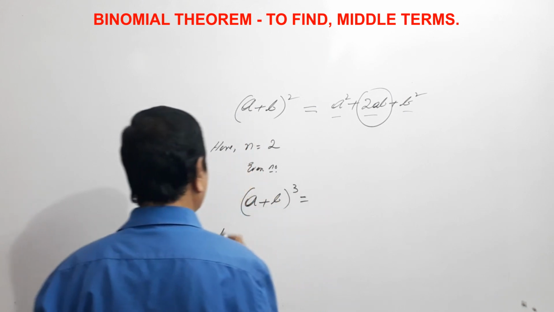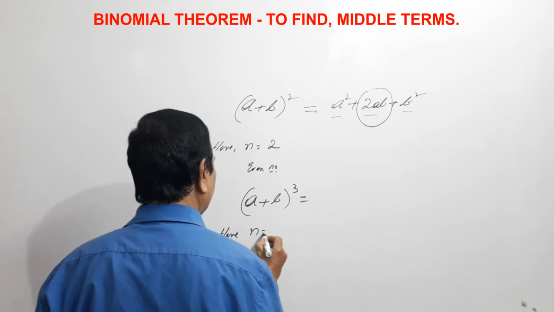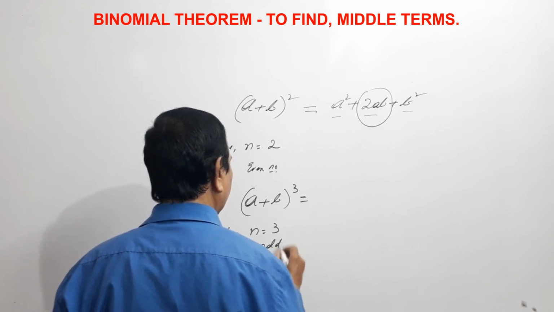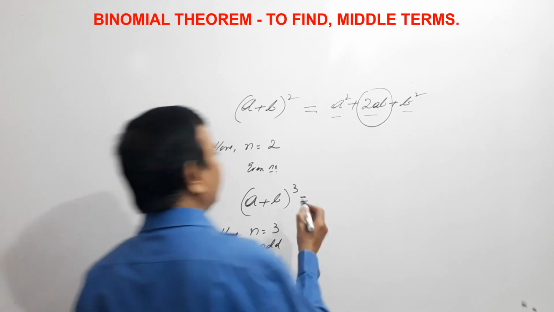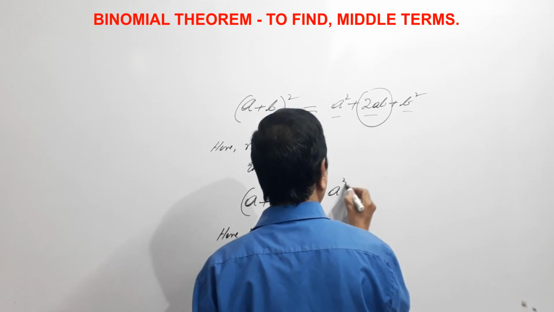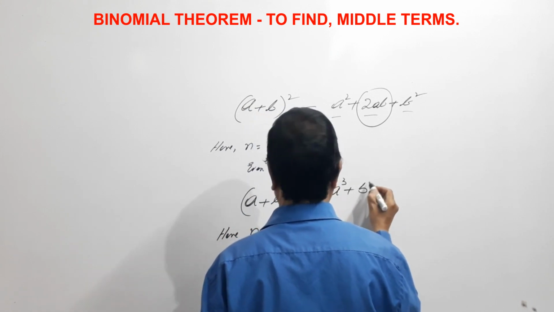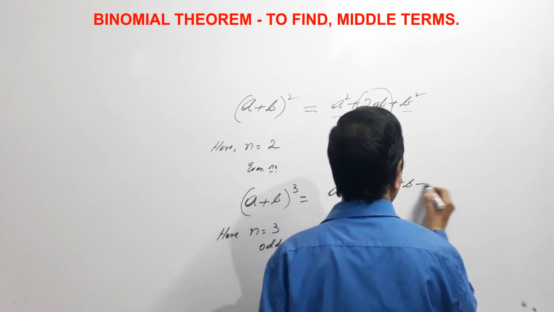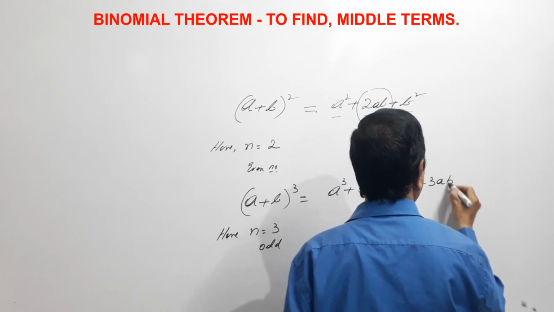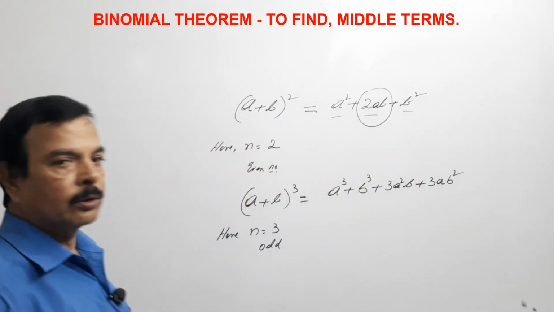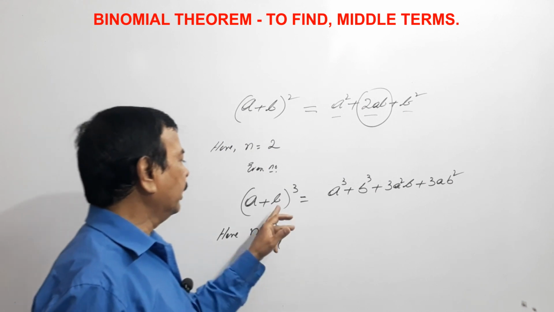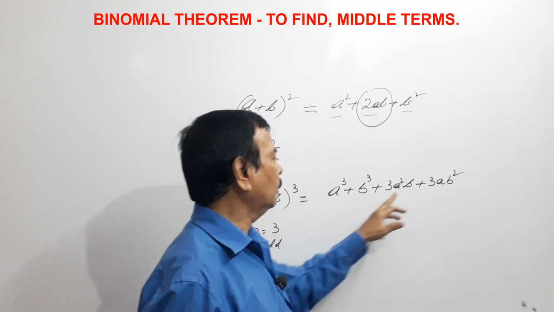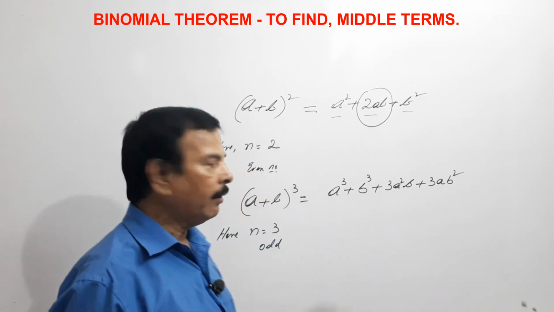Let us take an example of (a plus b) the whole cube. So here n equals 3, which is nothing but an odd number. N is odd, isn't it? So if you expand this, what do you get? a cube plus b cube plus 3 a square b plus 3 a b square. So please note here, when n is 3, which is an odd number, how many terms do we have? 1, 2, 3, 4 terms. So we have totally 4 terms.